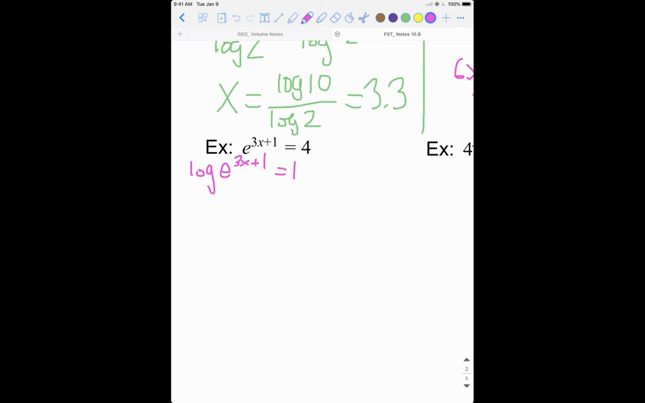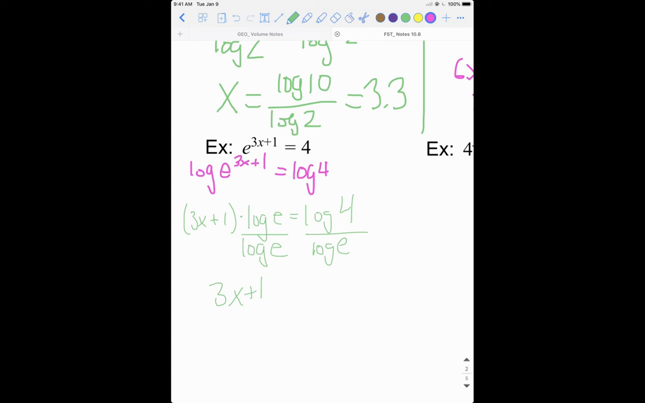Is equal to log of 4. Okay, so we did our log thing. Now we can bring out that 3x. So make sure you have 3x plus 1 times log e equals log of 4. Got to divide off by our log. Divide by log e. Divide by log e. And we get 3x plus 1 left over, right?